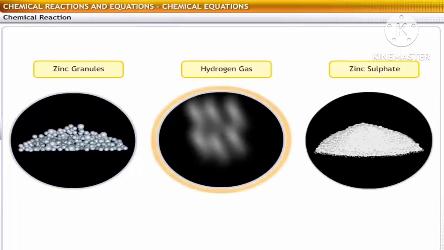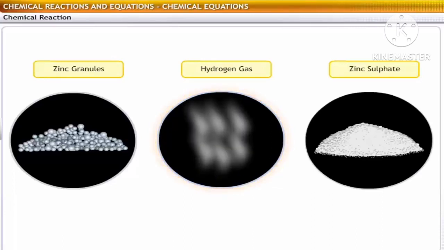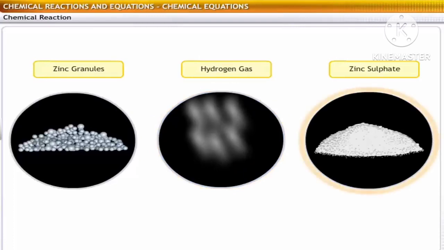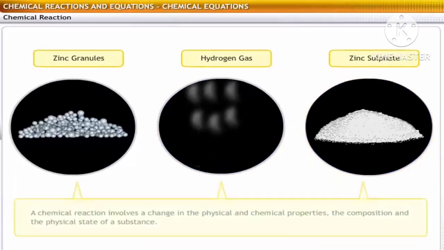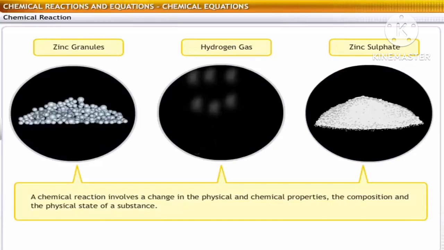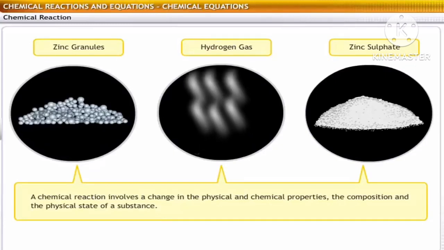That is, the form of the reactant changed. Zinc reacted with sulfuric acid to form zinc sulfate, a salt. Thus, the composition of the reactants changed. Hence, we can say that a chemical reaction involves a change in the physical and chemical properties, the composition and the physical state of a substance, whether an element or a compound.